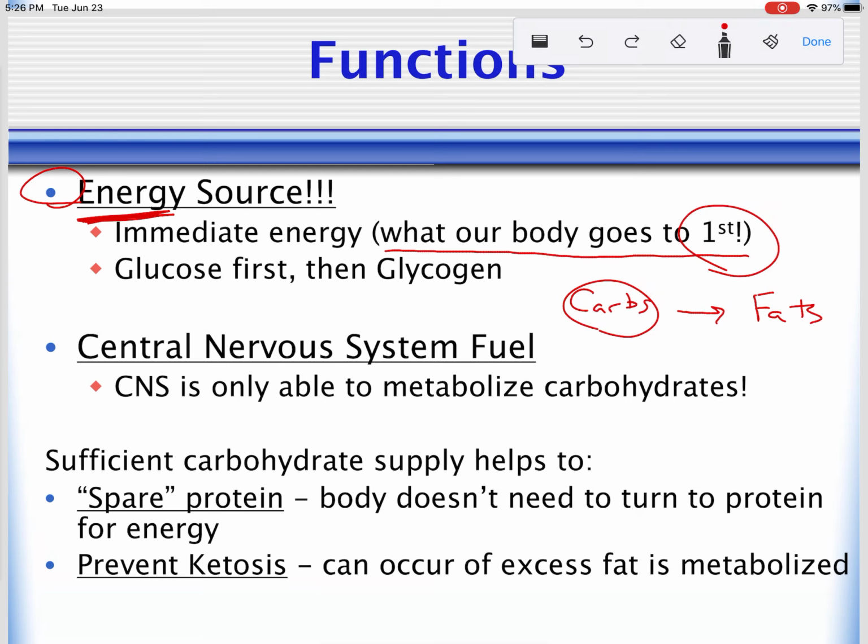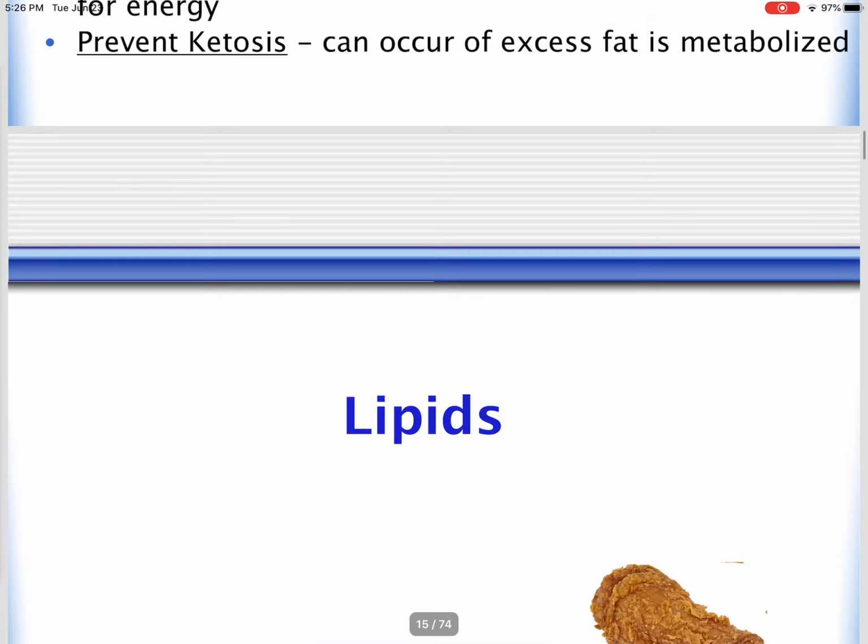The rest of the functions here are all extra. You don't need to know them now. We'll be covering the other functions later when we get to our carbohydrates chapter.